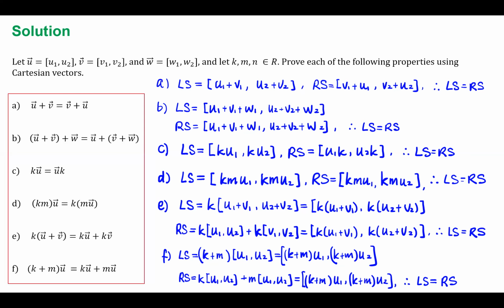Okay, for the last one, first check the left side. The left side equals (k plus m) times u1, u2, so u1, u2 as two components. Then that equals (k plus m) times u1, then (k plus m) times u2. The right side is k times u1, u2 plus m times u1, u2, which also gives us (k plus m) u1, (k plus m) u2. Also note that k, m, u1, u2 are scalars. Therefore, we have also proved the left side equals the right side. Okay, any questions?